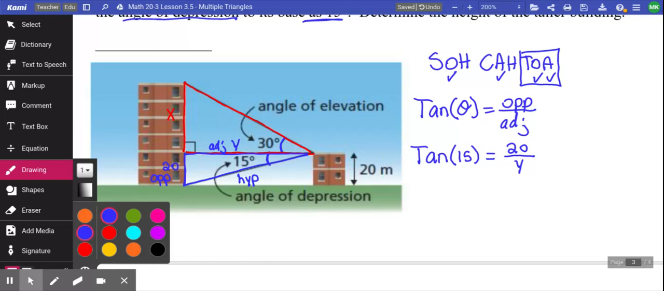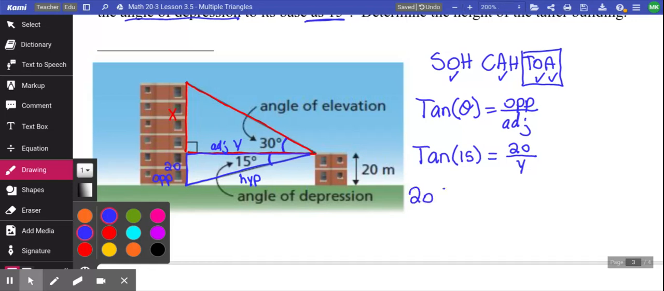When the letter's on the bottom, we divide. So this would be a division question. So I'm going to go 20 divided by tangent of 15. When you calculate that, you got 74, Braden? 74.6. Thank you.